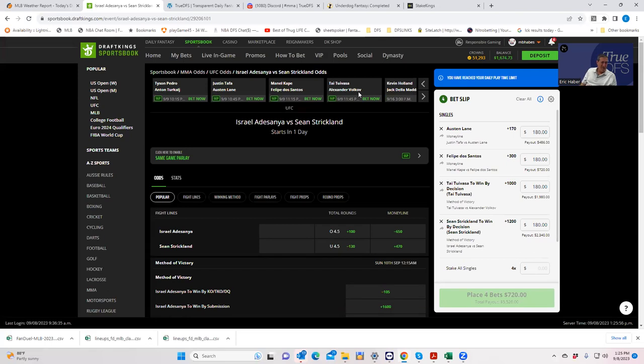Tai Tuivasa versus Alexander Volkov. I think that was actually 0-10. Again, Tai Tuivasa, if anything, he's going to get a KO. No way he wins the decision. So bang, 0-11. So 0-11, with any luck, Strickland does win by decision to get all of our money back.